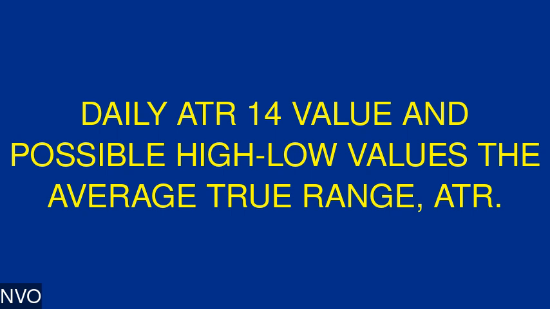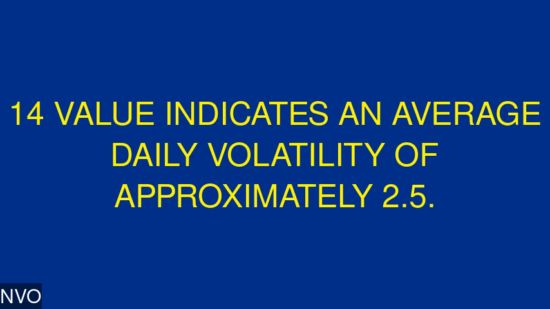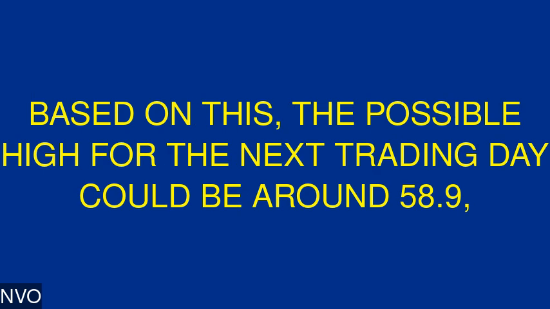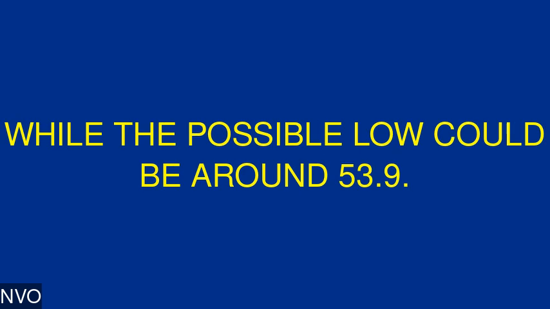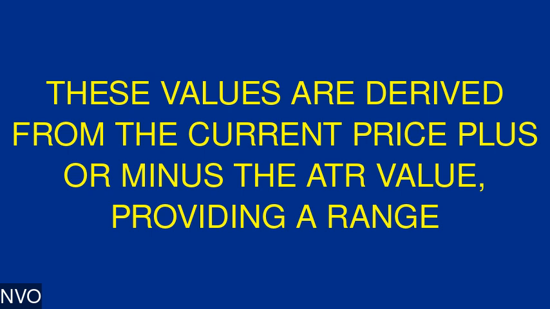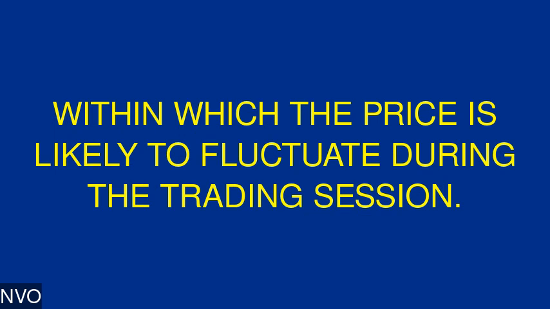Daily ATR 14 value and possible high-low values. The average true range, ATR 14 value, indicates an average daily volatility of approximately 2.5. Based on this, the possible high for the next trading day could be around 58.9, while the possible low could be around 53.9. These values are derived from the current price plus or minus the ATR value, providing a range within which the price is likely to fluctuate during the trading session.